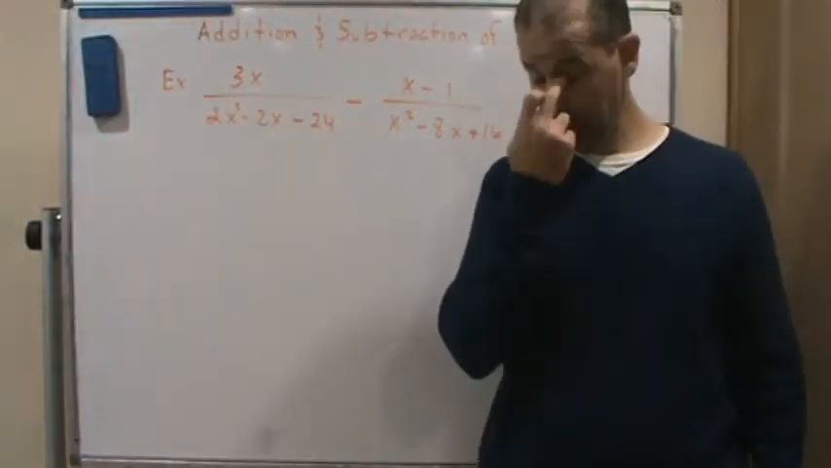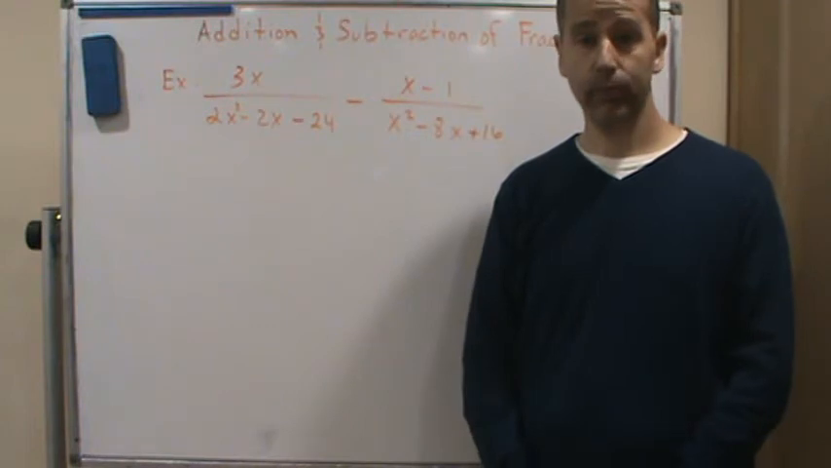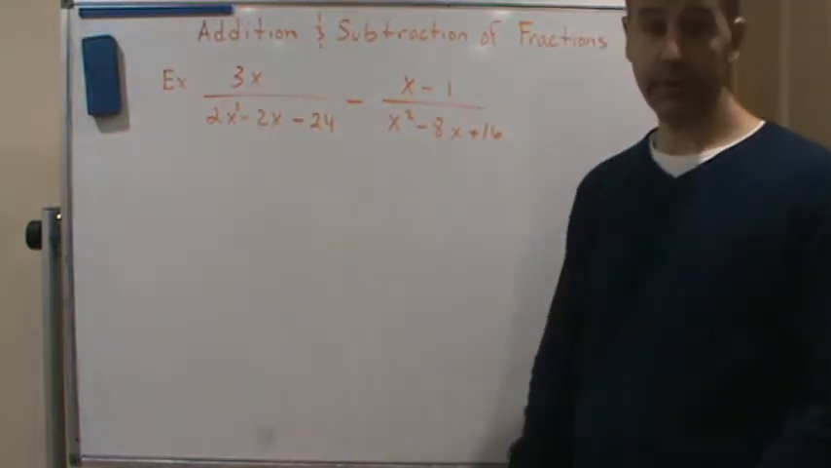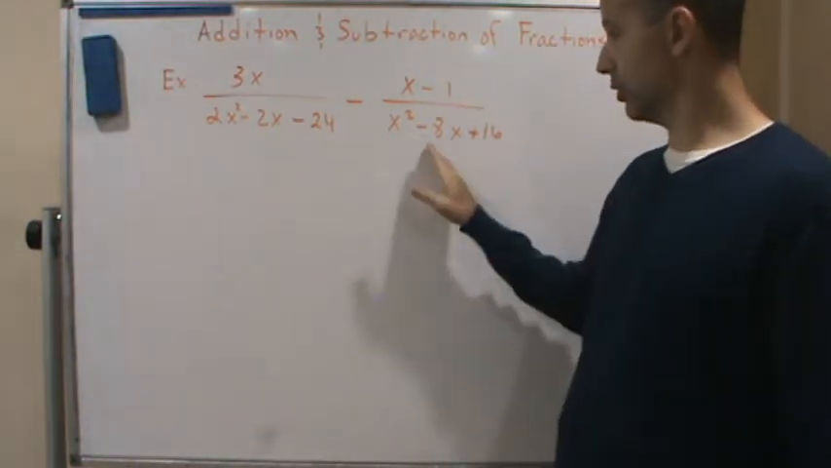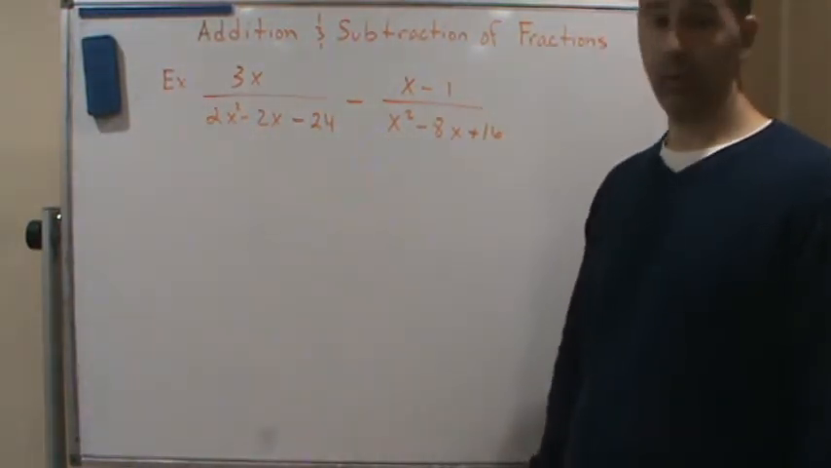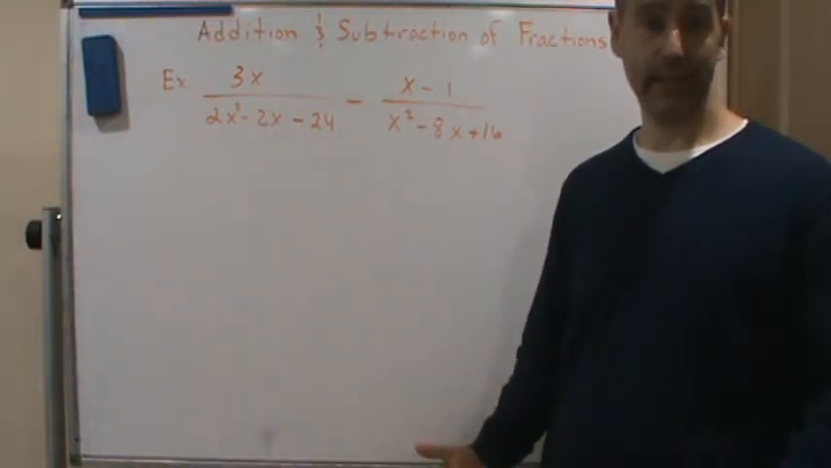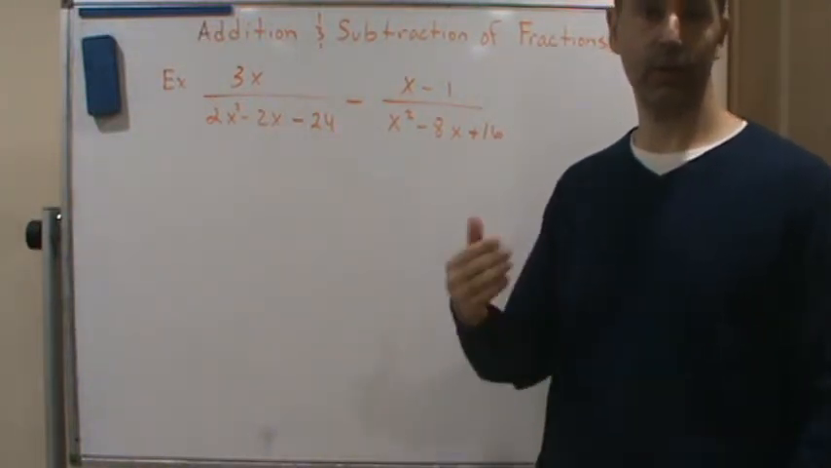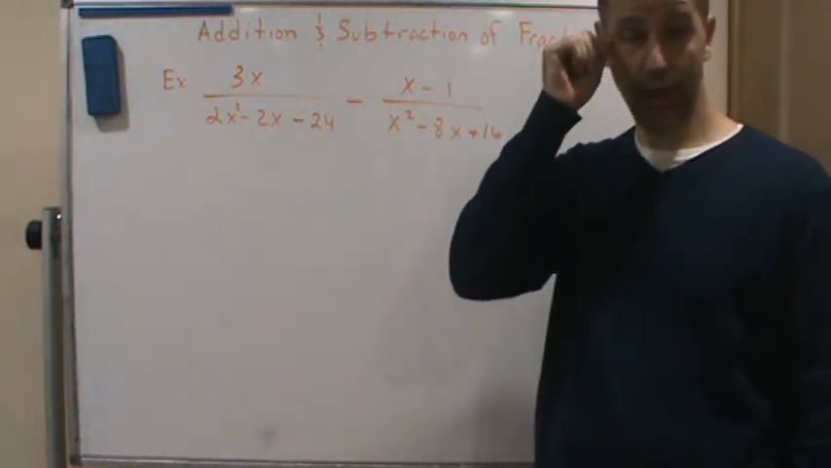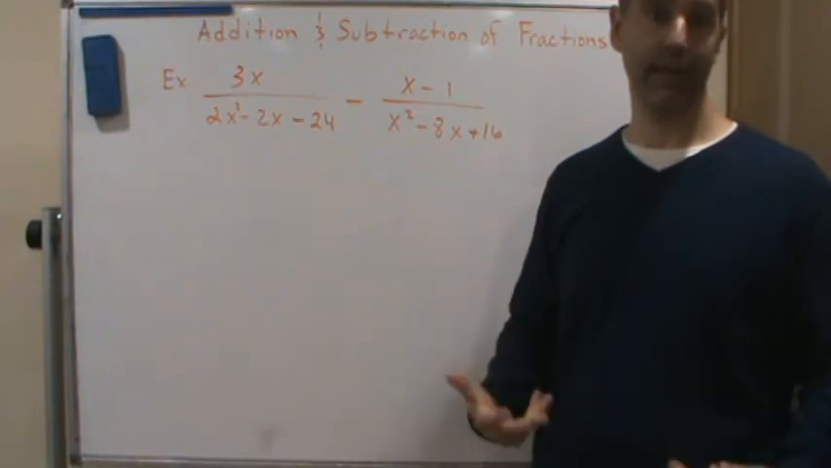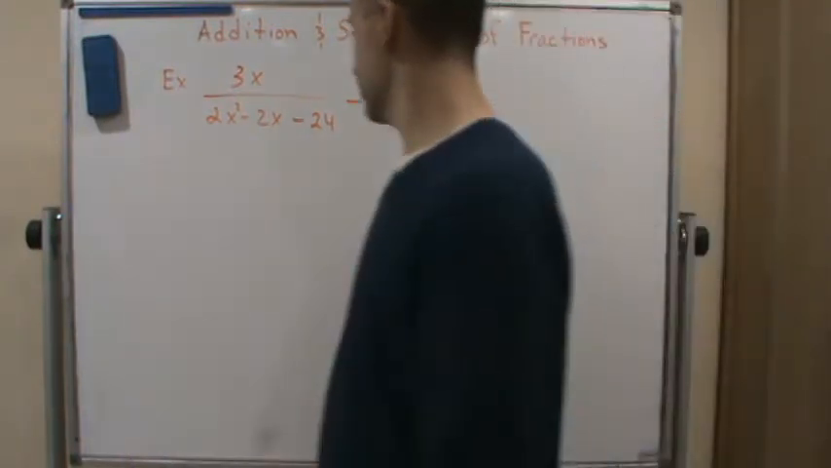Okay, so welcome. Now in this example, we're going to do subtraction. We're going to follow the same process. We've got two different denominators, so we're going to factor them into their prime factors and find the least common denominator, and then we need to multiply the top and the bottom of each fraction by the missing pieces to get the common denominator. Okay, so let's do this.